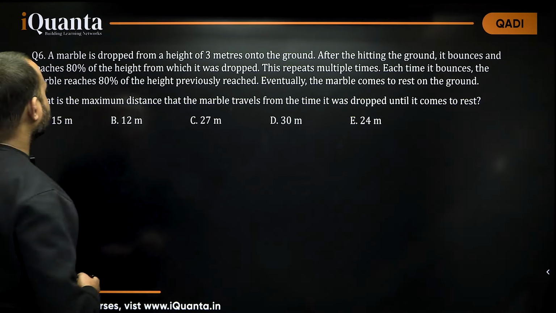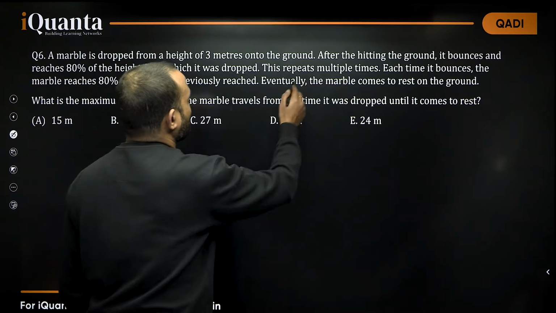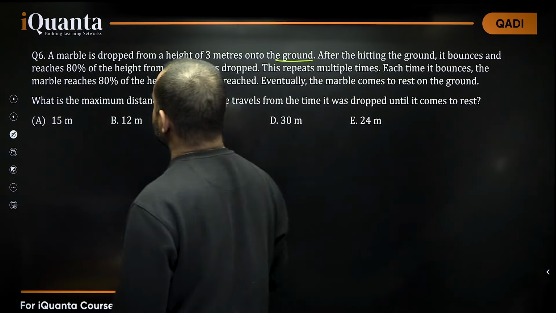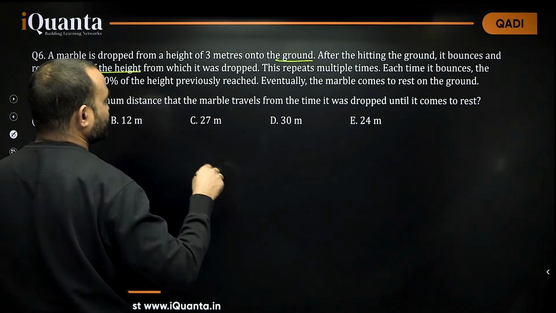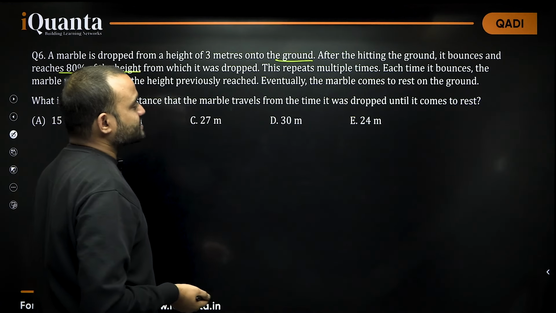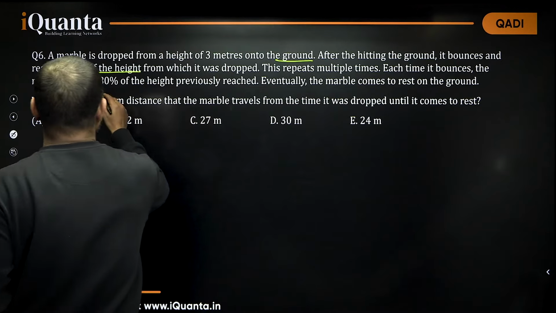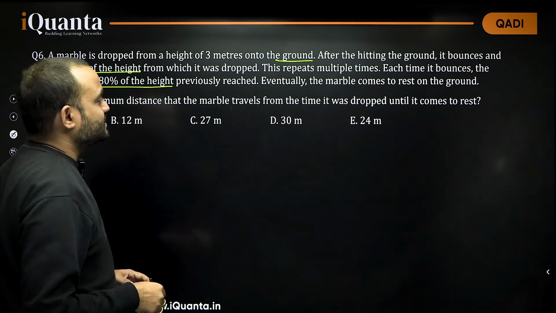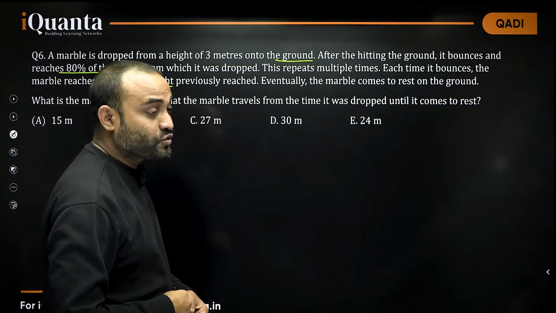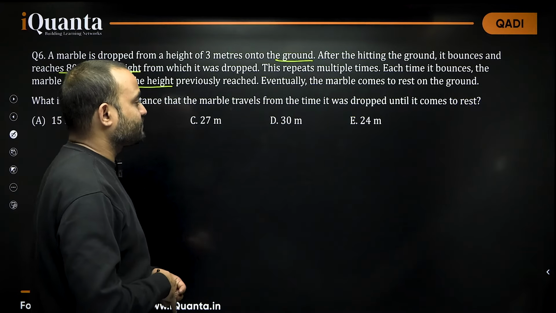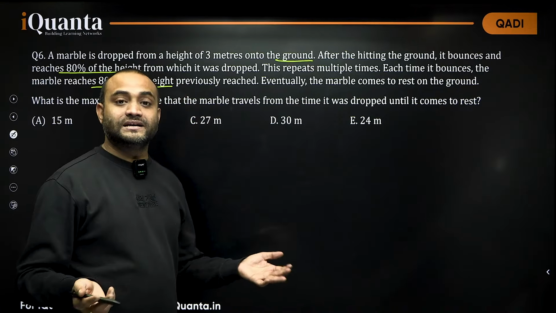A marble is dropped from a height of 3 meters onto the ground. After hitting the ground, it bounces and reaches 80% of the height from which it was dropped. This repeats multiple times. Each time it bounces, the marble reaches 80% of the height previously reached. Eventually, the marble comes to rest on the ground. What is the maximum distance that the marble travels from the time it was dropped until it comes to rest?